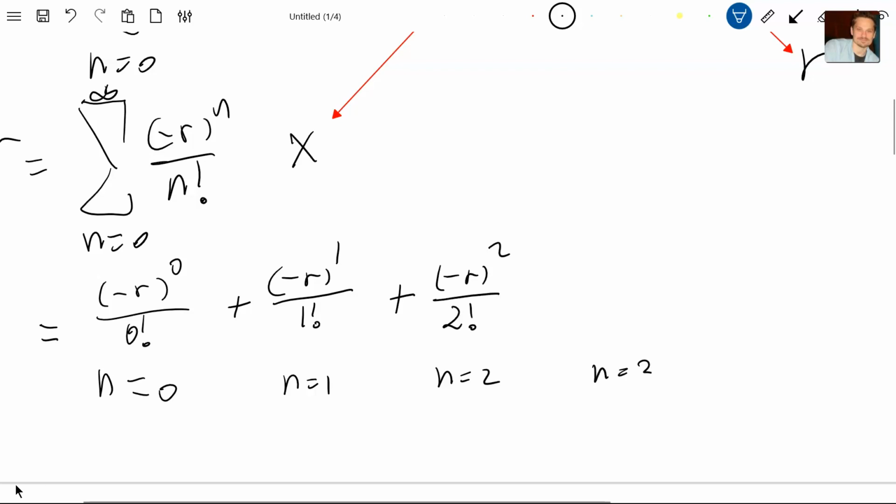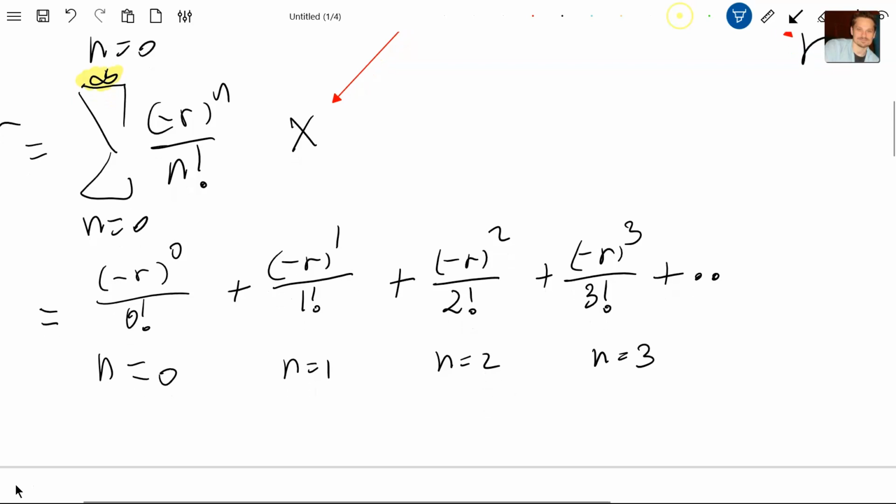Imagine n has the value 3, then this would be negative r cubed over 3 factorial. And then imagine after that plus dot dot dot ellipses, meaning we just continue. Remember that since we have infinity up here, it's an infinite one. So what I'm going to do is just chop off anything after n equals 3. That's going to generate 4 terms. Now let's actually understand what this is telling us.